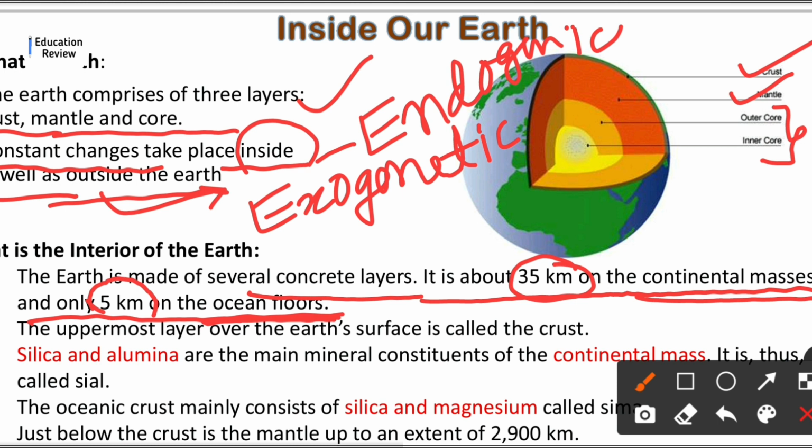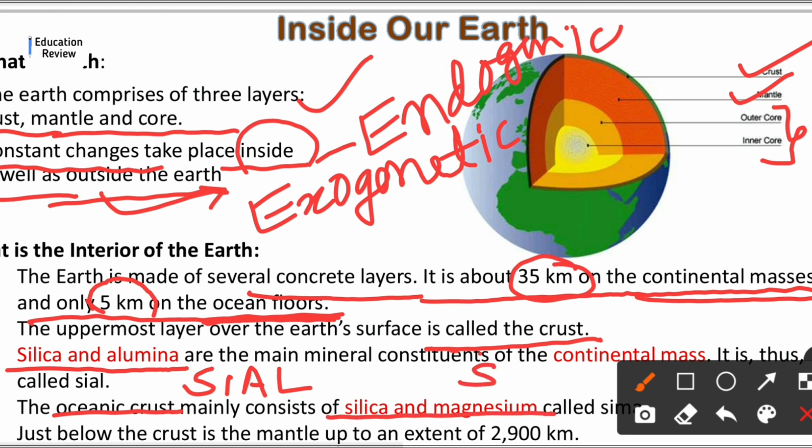The uppermost layer over the earth's surface is called crust. Silica and alumina are the main mineral constituents of the continental mass. The continents, which are mainly made up of silica and alumina, are also known as SIAL. And the oceanic crust is made up of silica and magnesium, also known as SIMA.